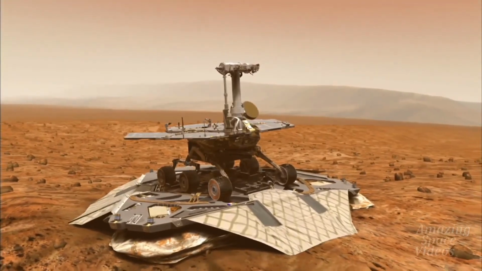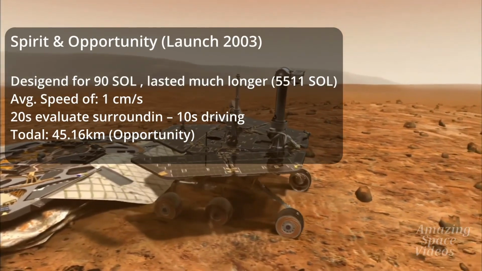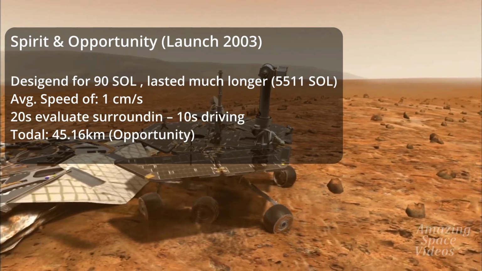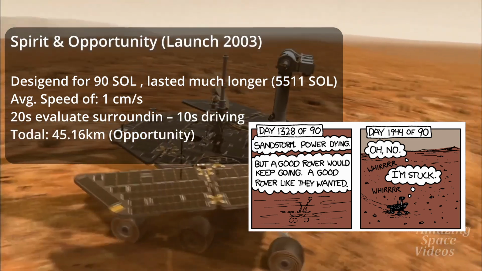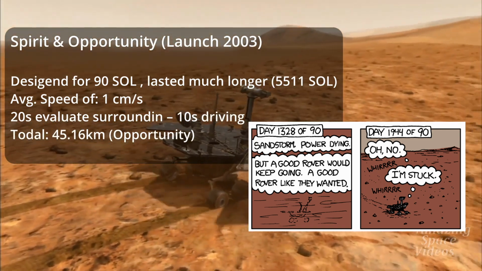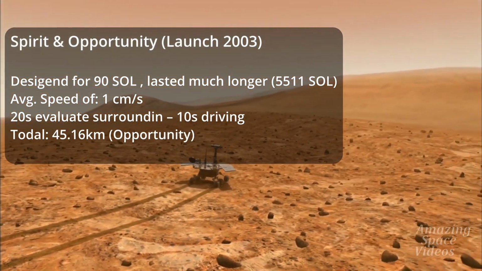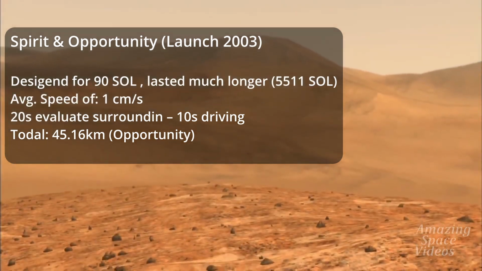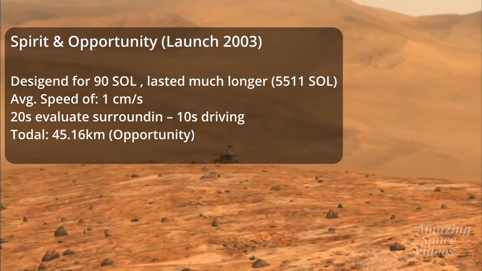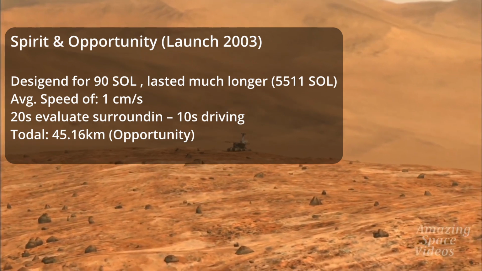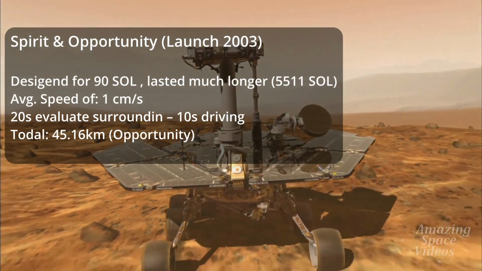Before we go too deep into the topic, let's look at a quick example. Spirit and Opportunity, launched in 2003, were designed for only 90 sols, but lasted much longer, actually over 5,000 sols. They moved at a pretty fast speed of 1 centimeter per second. It was split into two phases. First, they took around 20 seconds to evaluate their surroundings, and then they were able to move for 10 seconds. In the case of Opportunity, we actually managed to get to a distance of over 45 kilometers. So the system we designed has to be reliable and work in the long term.